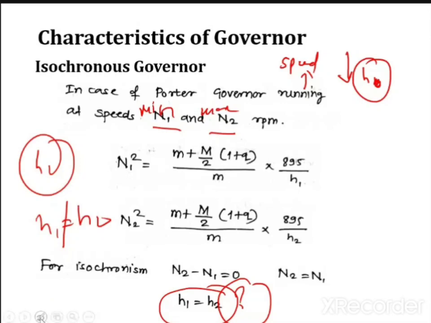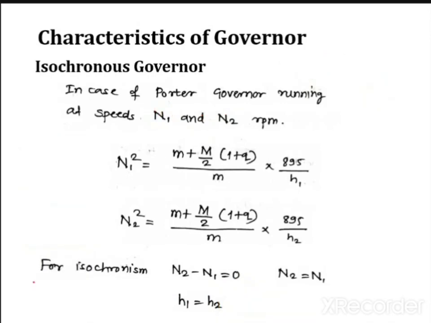So what can you conclude from this? And be fast. If someone asks you in an oral exam to explain whether the Porter governor is isochronous or not, what will you do?